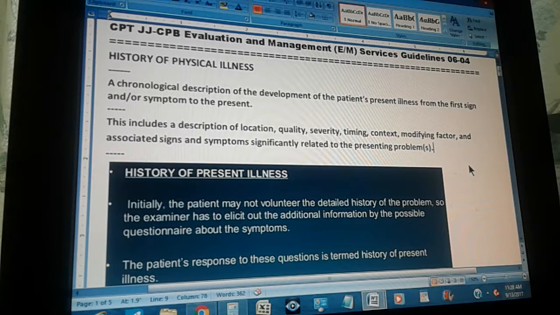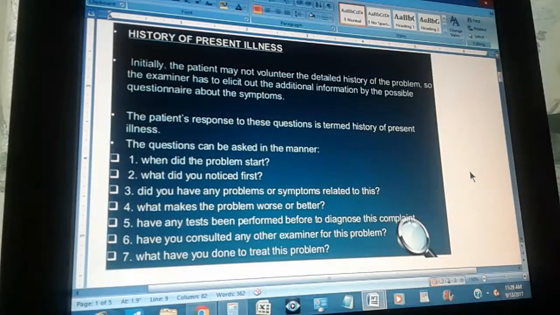The next part we're going to see is the physical, but the first part is the history. Just tell us what happened. How did it start? And what happened? What are you feeling? All in chronological order. If you want to read more about this, we have here a graph of the questions that the doctor usually asks to get the history.